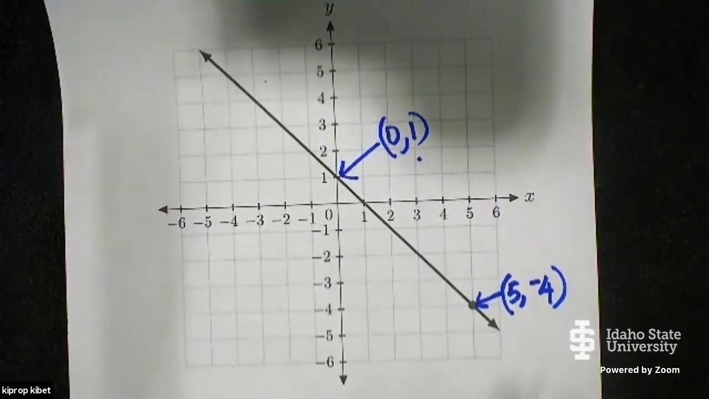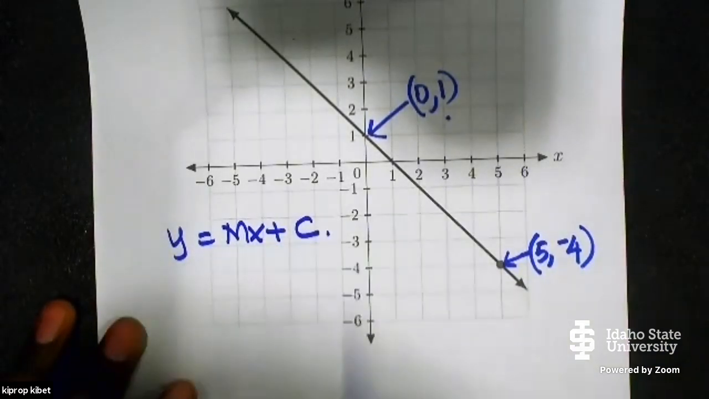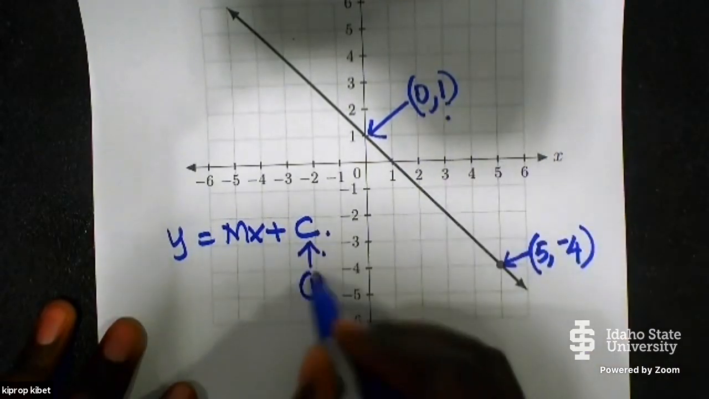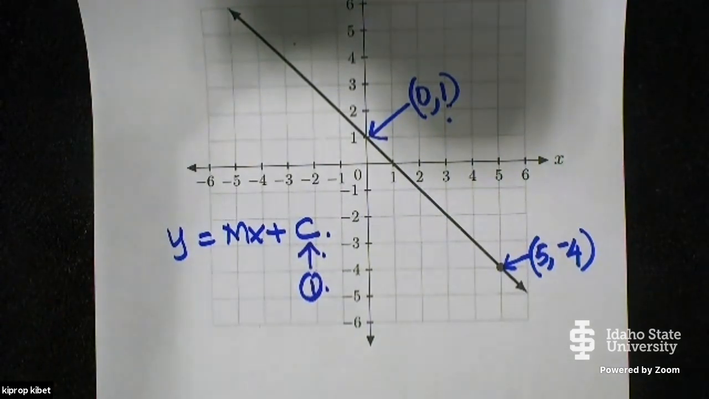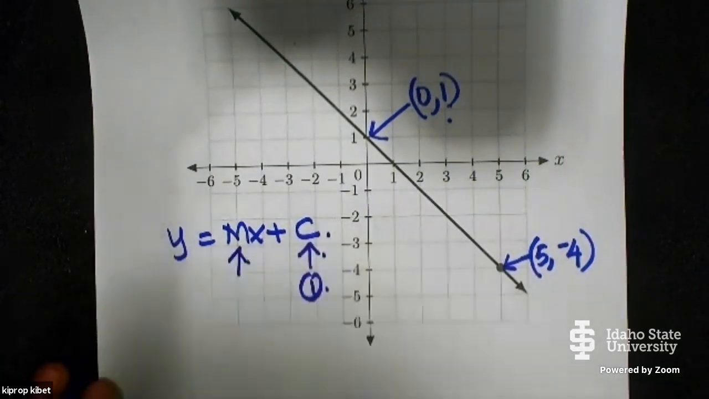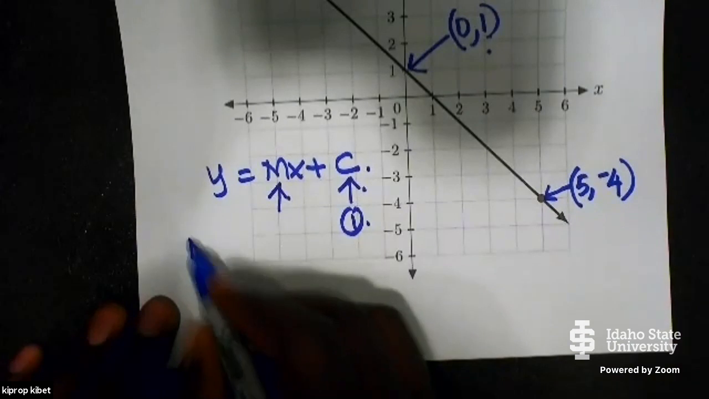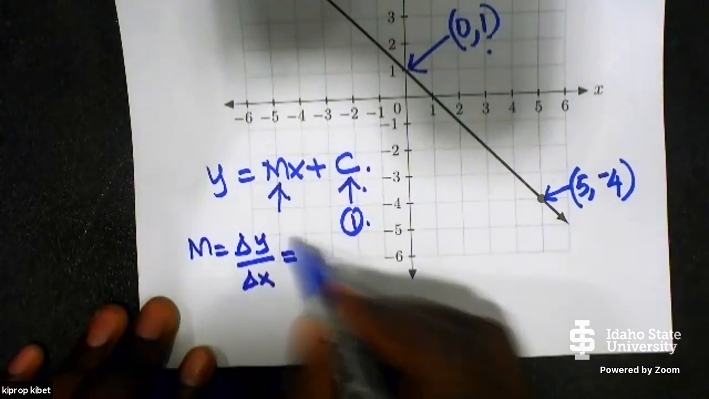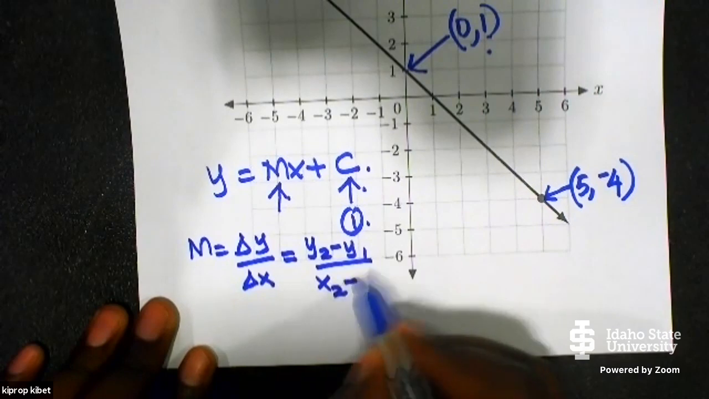So our equation here is y equals mx plus c. We now know c is 1. Now we look for the unknown, which is m. So m equals the change in y all over the change in x, which is the same as y2 minus y1 all over x2 minus x1.